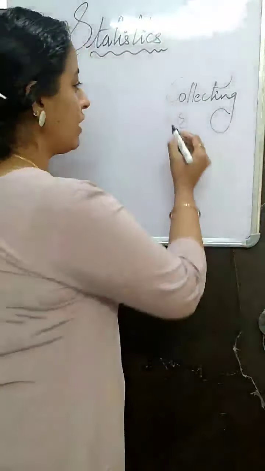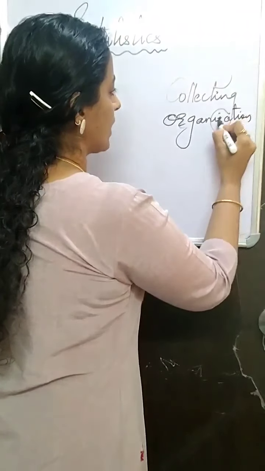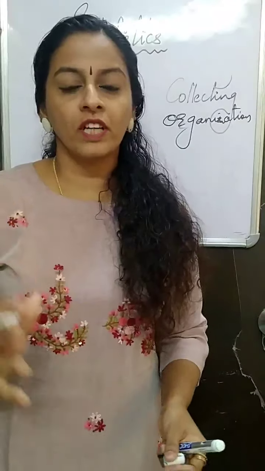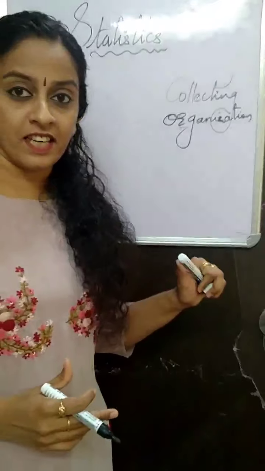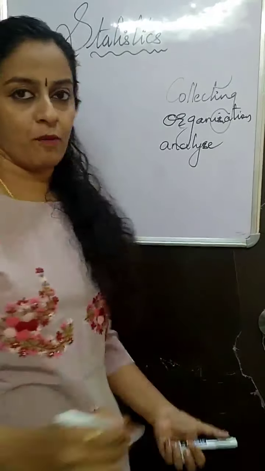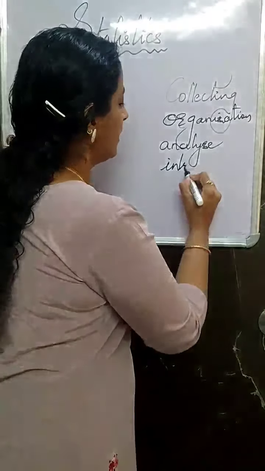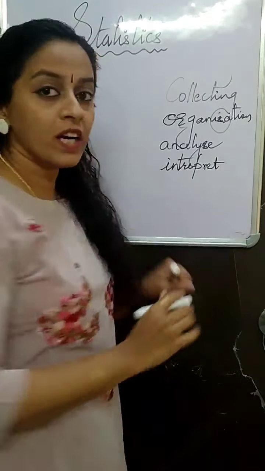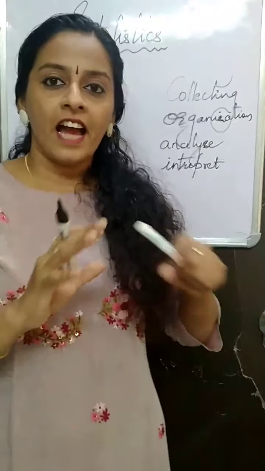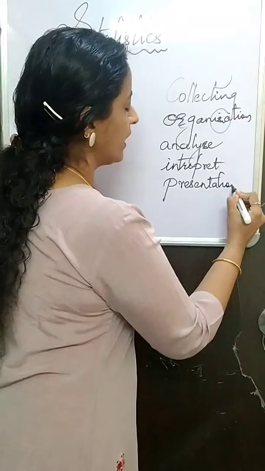After collecting the information, the collected information is organized, maybe in descending or ascending order. Once you have organized the data, you will analyze the information and then interpret the results. Interpret means we will come to a conclusion. We will interpret the results depending upon the information collected, and finally we will present it. Presentation of the final result.